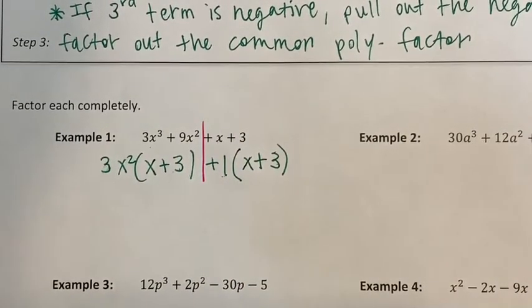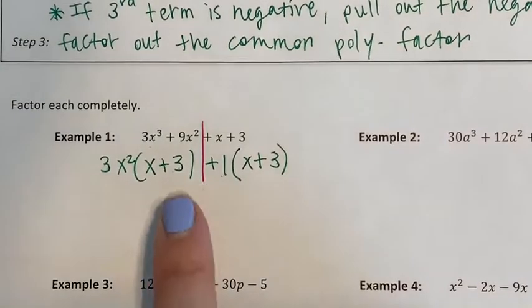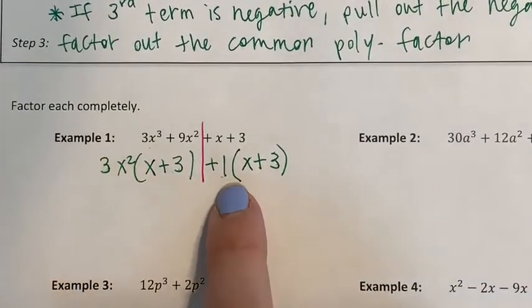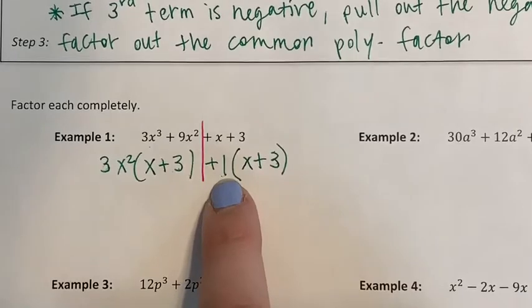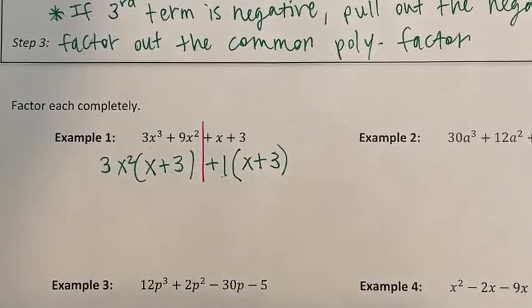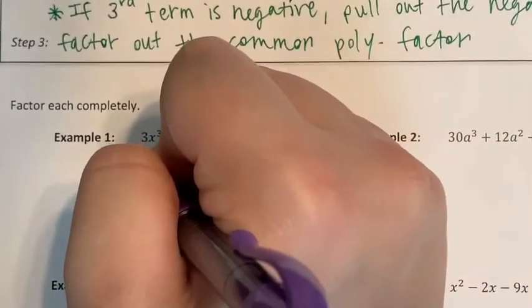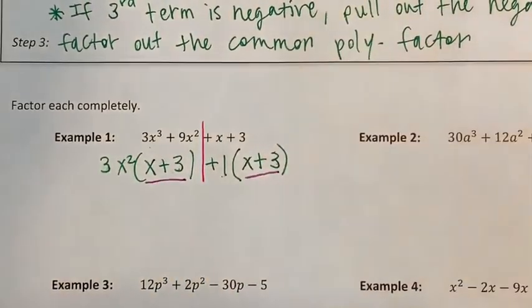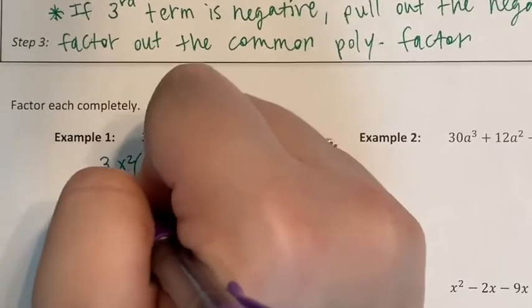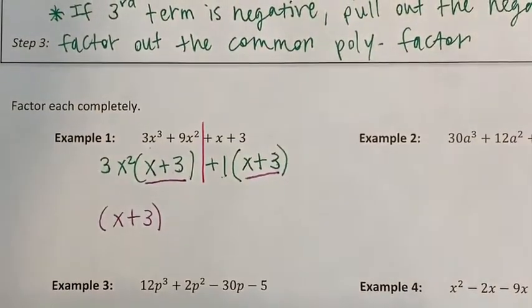So I'm done with step 2. In the first half, I pulled out the 3x squared. In the second half, all I could do was say to pull out a GCF of 1. There was nothing else in common. And now I'm hoping that you're looking at this and you're noticing something looks like it is in common, and that's what step 3 says. Factor out the common polynomial factor. I'm hoping you notice that this x plus 3 is in parentheses for both of them. So that's the common polynomial factor, x plus 3.